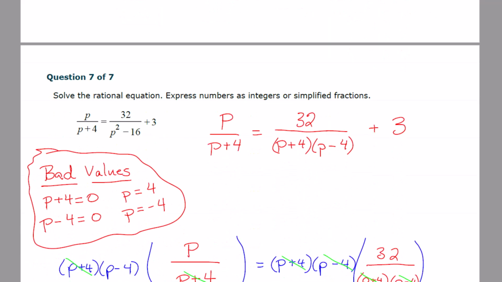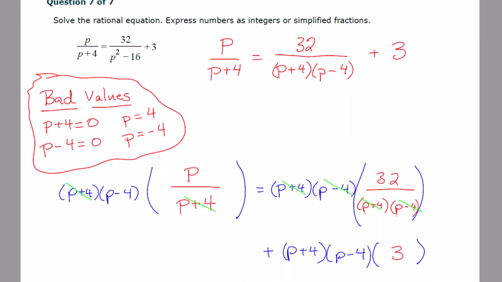Let's see, question 7. All right, looking here at 7, I've got variables in all three parts. This guy looks like I should do something with it, like factor it. It is the difference of two squares, so it's going to factor as a plus and a minus. Let's see, bad answers. Well, -4 would be bad there, and +4 is bad there. So I don't want to get either one of those.